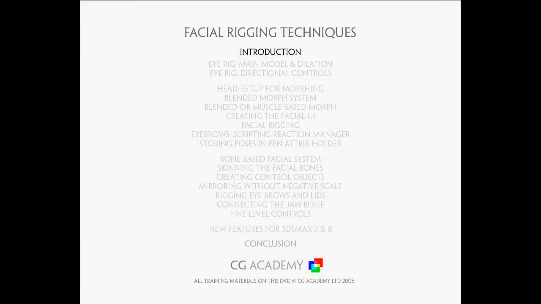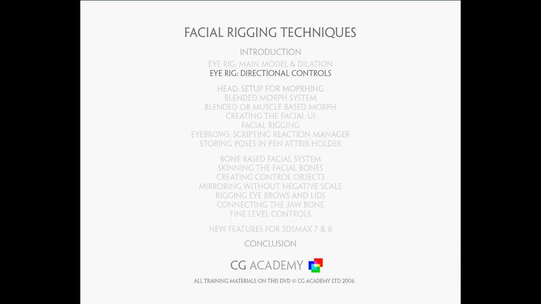On this DVD, there are 17 chapters covering both the morph and bone-based systems. In Chapter 1, eye rigging, we're going to model the eyes for animation and set up the pupils so that they can be dilated. Chapter 2, rigging the eyes, we're going to set the eye direction up using look-at constraints to target a target object.